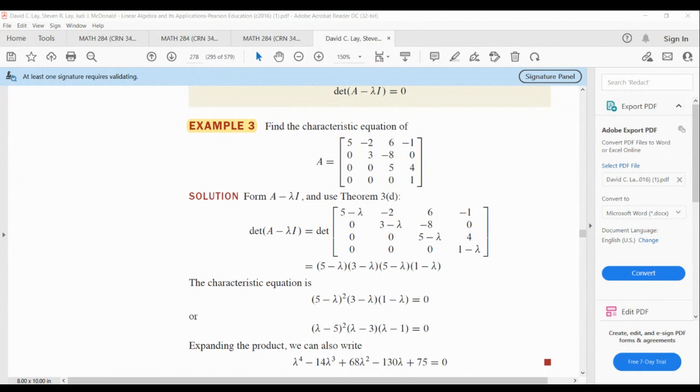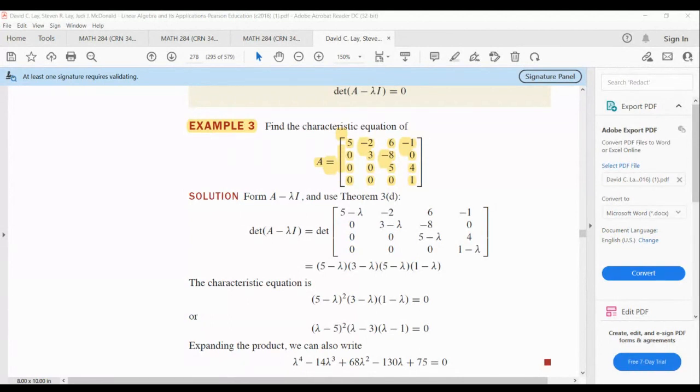Now, it was a little bit of work to use cofactor expansion to find the determinant of a 3x3 matrix. Now we have a 4x4 matrix. But what's interesting about this matrix A here? That's right, it's triangular. Is it upper triangular or lower triangular? All the zeros are below the diagonal, so that's right, Mikhail.